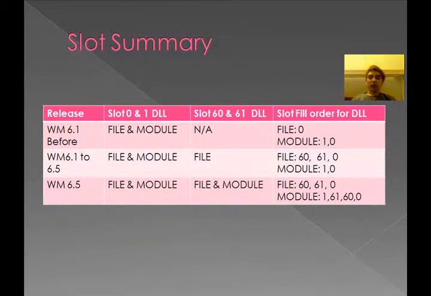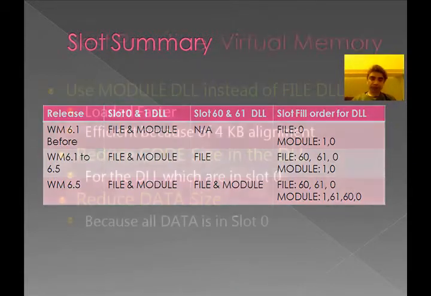Another slot summary: in Windows Mobile 6.5, I will talk only about the last one, that all the DLLs from either the file or module sections can be placed in slot 60, 61, 0 and 1. And if you look at the fill order, the file section DLLs take from 60, 61 to 0. However, the module section DLLs go first to 61, then 60, and then 0.